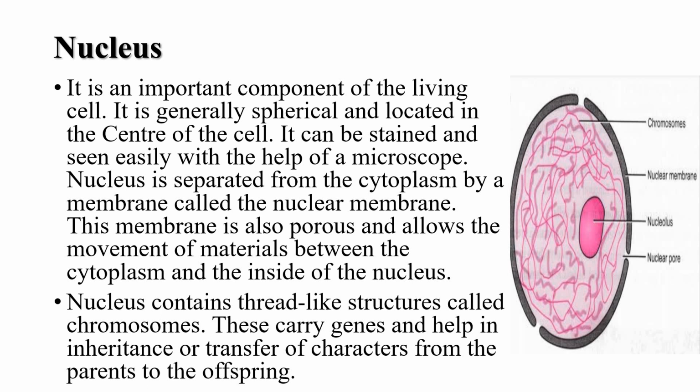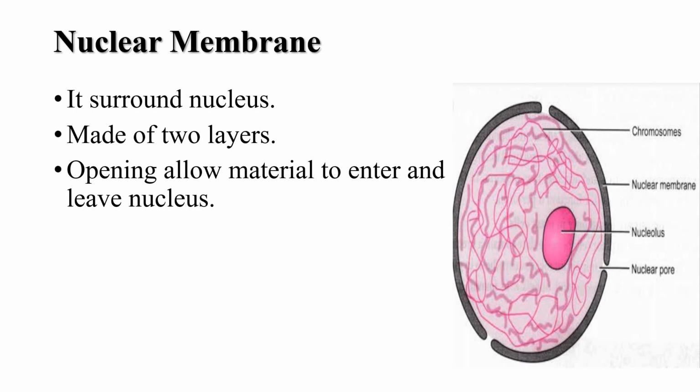In animal cells, the nucleus is present at the center of the cell, but it can be at the periphery in plant cells. The nucleus consists of the following four parts: nuclear membrane, nucleoplasm, nucleolus and chromosome. So let us know about them. First, let us understand about the nuclear membrane. Nuclear membrane surrounds the nucleus, and it controls and allows the passage of certain material in and out of the nucleus.